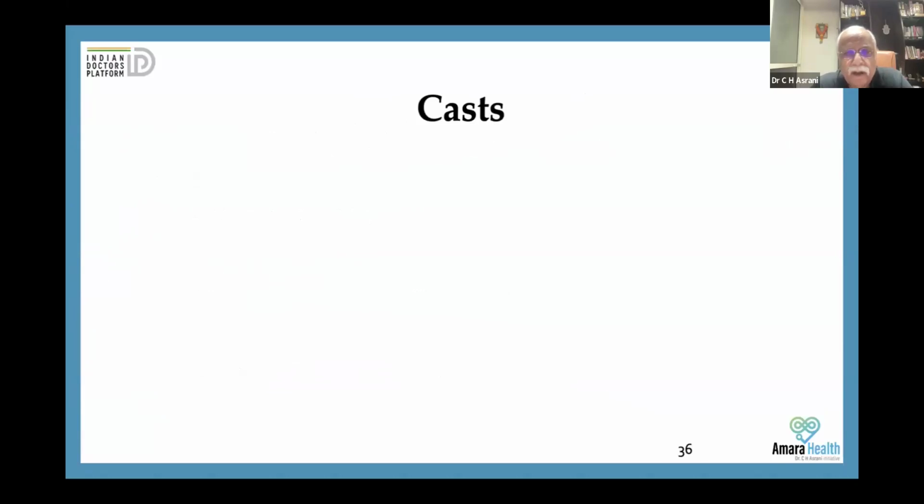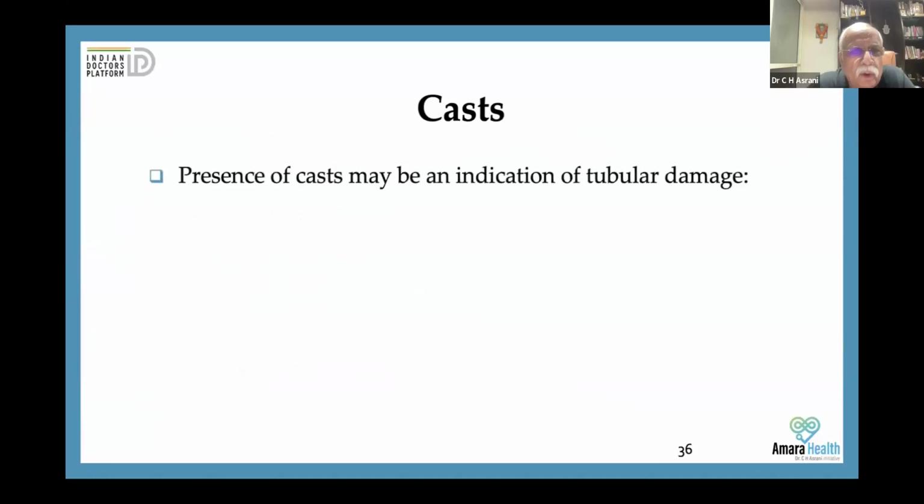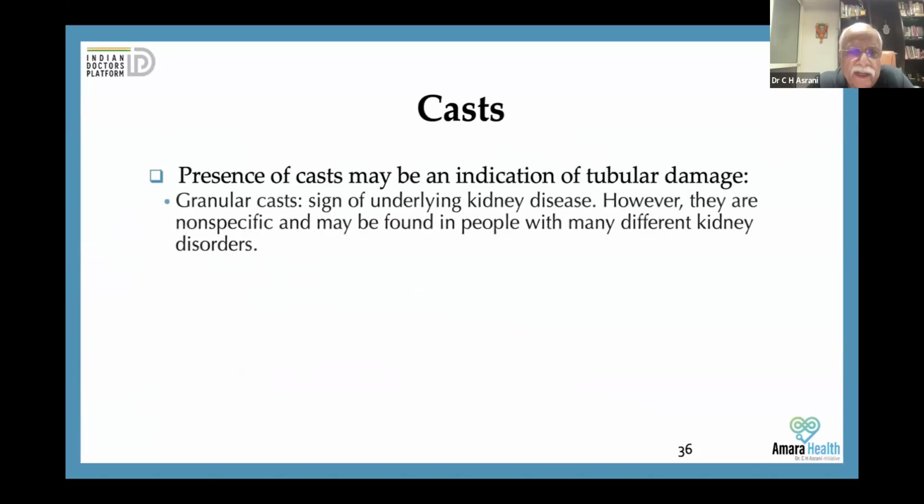Casts, very important, but then we all don't pay much attention because it's an indication of tubular damage. Granular cast, sign of underlying kidney disease because glomerulus has come in a cast. They're non-specific and may be found in people with many different kidney disorders. So it's not specific to a particular kidney disease. It just indicates that there is a kidney disease.